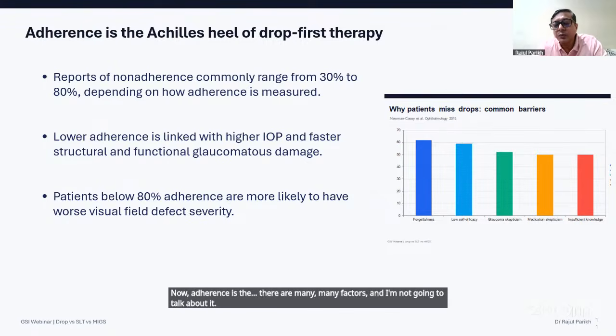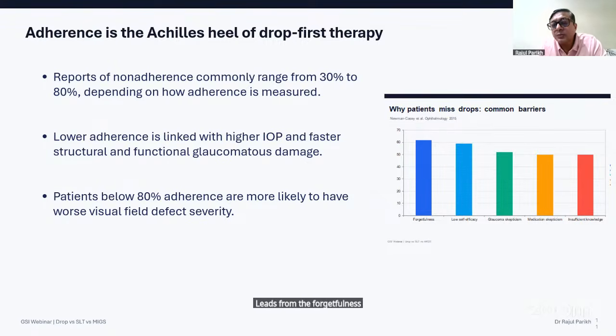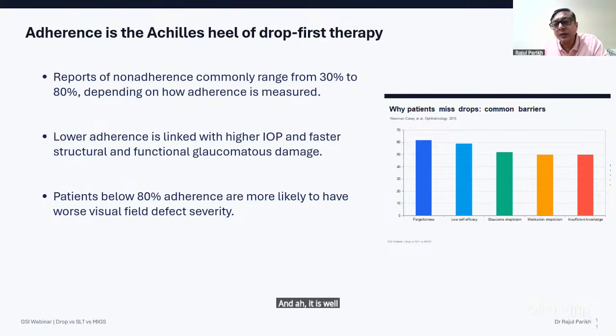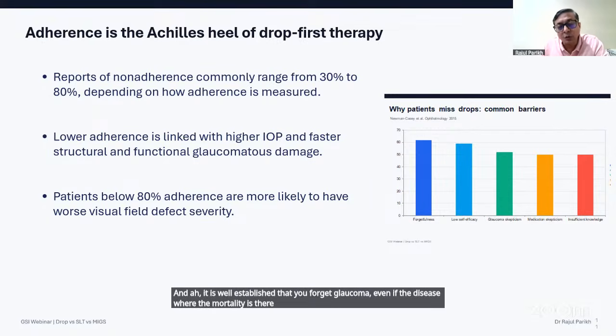Now adherence has many factors, and I'm not going to talk about it. It stems from forgetfulness or too many drops or lack of knowledge about the disease, or their skepticism about the medication or about the disease, various factors. So adherence is a big issue when it comes to medical therapy. And it is well established that forget glaucoma, even in diseases where mortality is there at the end point, even for those diseases the adherence is poor.